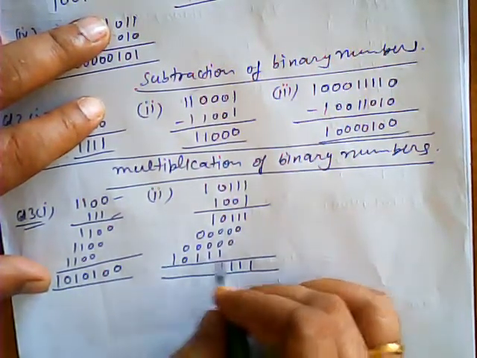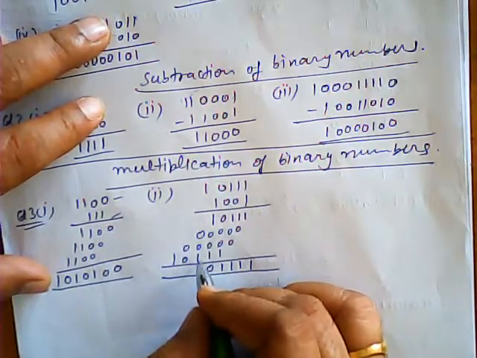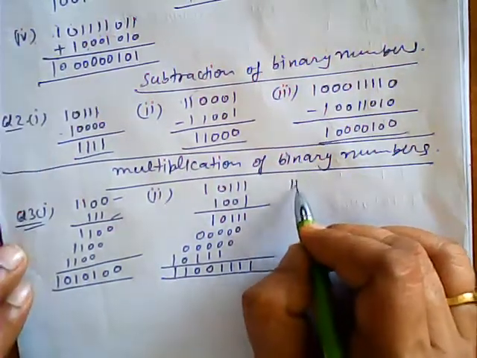Here is 1. 1 and 1 is 2. 2 means 0, and 1 is carried over. 1 and 1 is 2. 2 means 0. 1 is carried over. 1 and 1. This is the multiplication, third part.